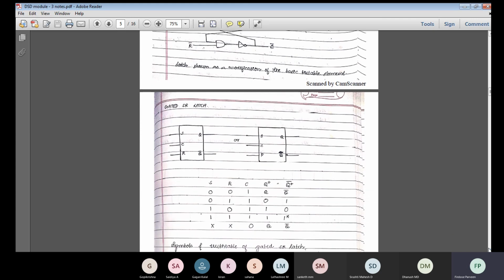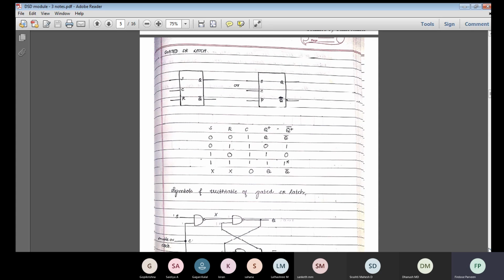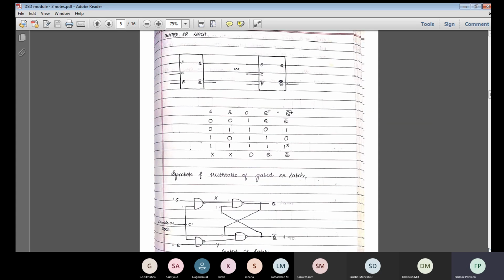So now, gated SR latch. This I'll explain in the later class. You can take one assignment. Write down the assignment.